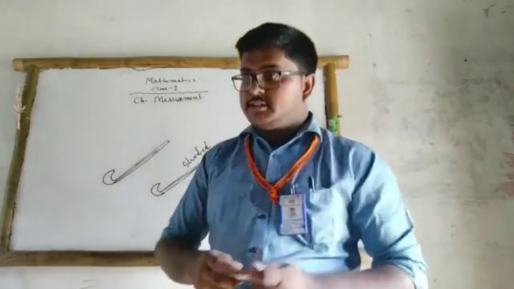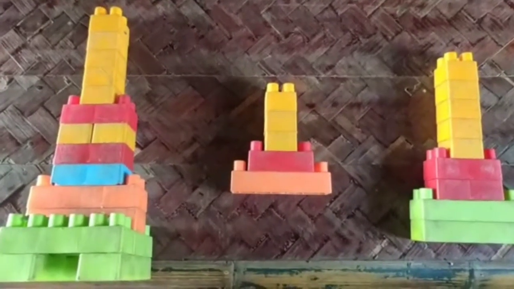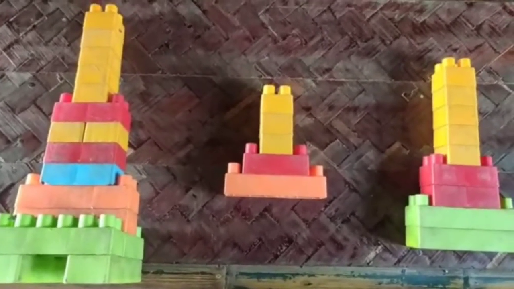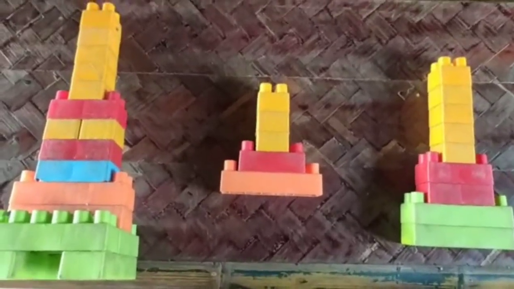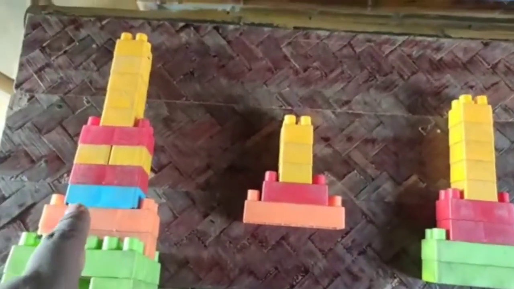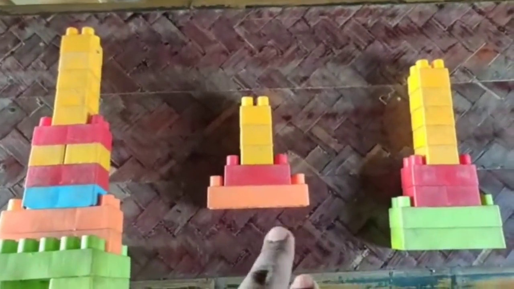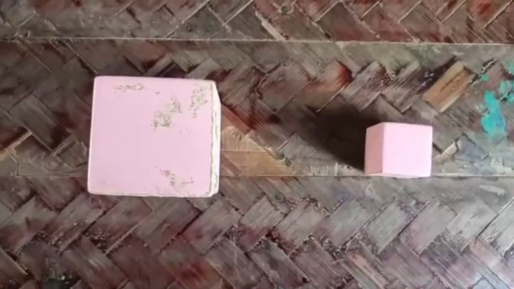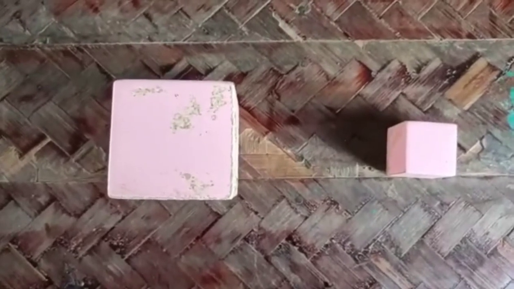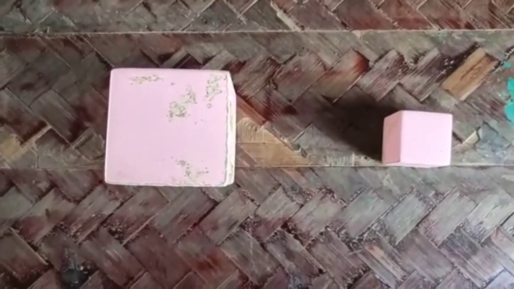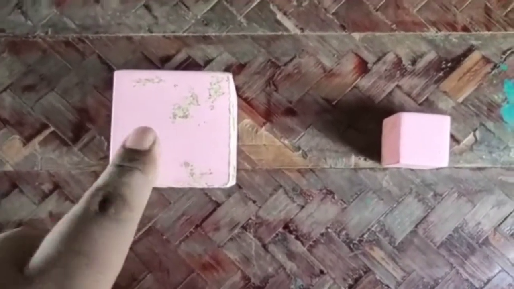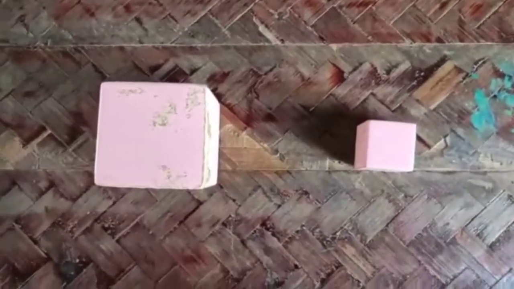Now I show you one thing. Students, here are three objects, 1, 2, 3. The number of objects is 3. Which one is the longest? This one is the longest object. And which one is the shortest? This one is the shortest object. Now here are two objects. As the number of objects is 2, tell me which one is longer and which one is shorter. This one is longer and this one is shorter.